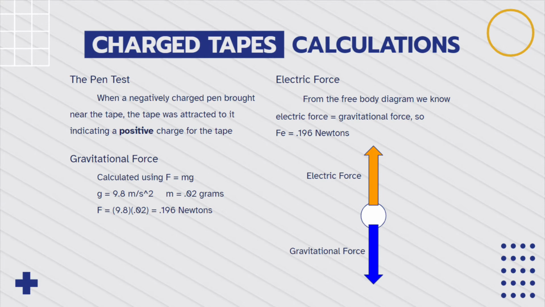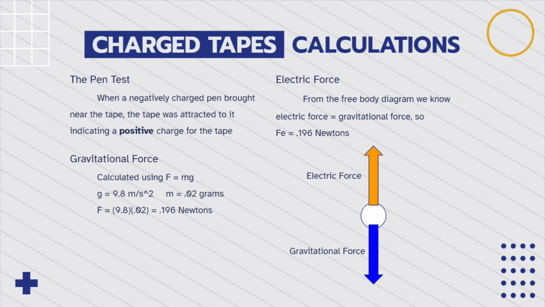Using this data, I was able to calculate the charge on one piece of tape, using the equation q squared over 4 pi epsilon naught d squared equals the gravitational force, which was already calculated to be 0.196 newtons. Solving for q, I get a value of 9.33 times 10 to the negative 8th. And taking this value and dividing it by the charge of a single electron, I can calculate that the number of electrons on a piece of tape was 5.833 times 10 to the 11th.